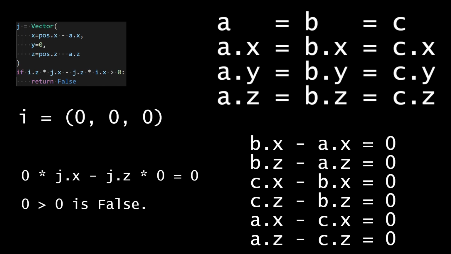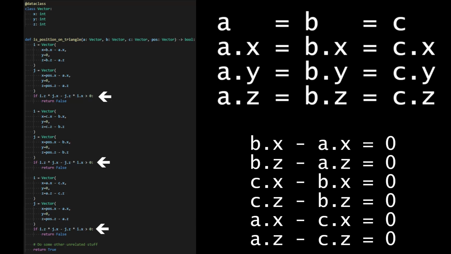0 is not greater than 0, so this condition is never met, and the function doesn't return false when it probably should. The same thing happens for all 3 of these conditions, and beyond that, the function will always return true. Since the player's coordinates are always multiplied by 0, they don't matter, and so the function returns true, and the game says the player is on the triangle no matter where they actually are.